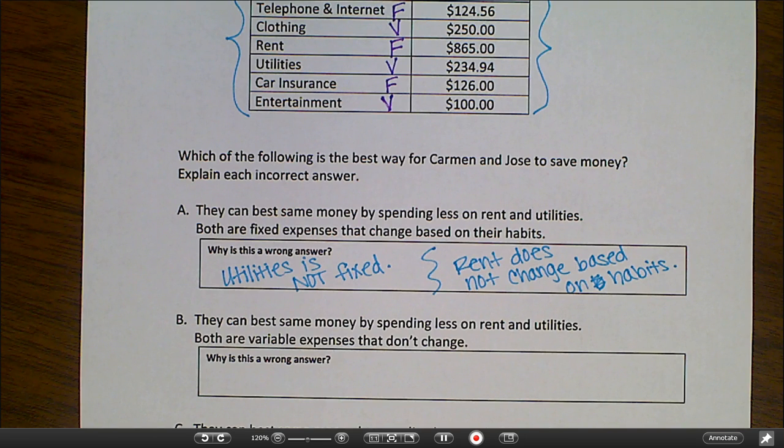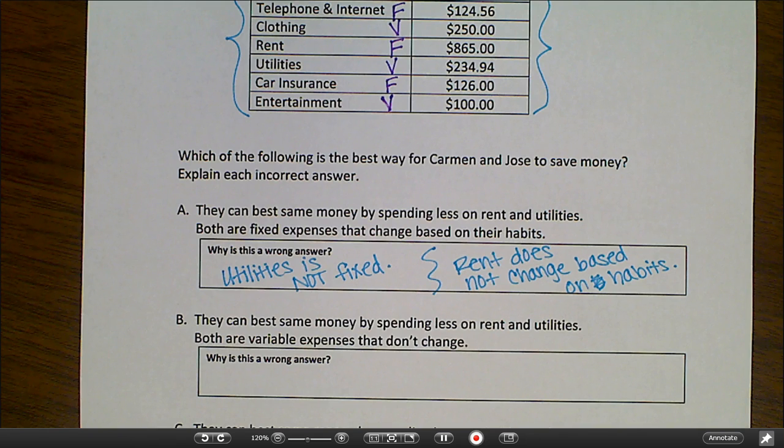Go ahead and read B. Decide if you think this is the right answer, and if not, I want you to write why you think it's wrong in the blank. And then when you're done, you can push play and double check your answer with me. So please pause the video now.